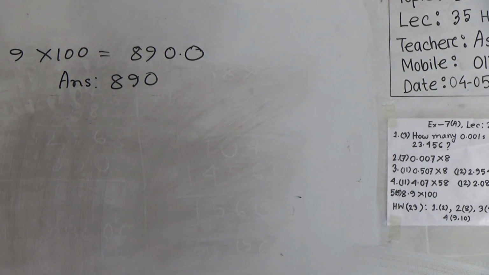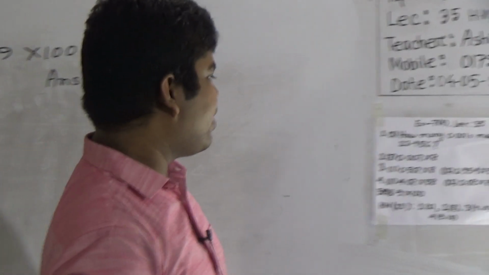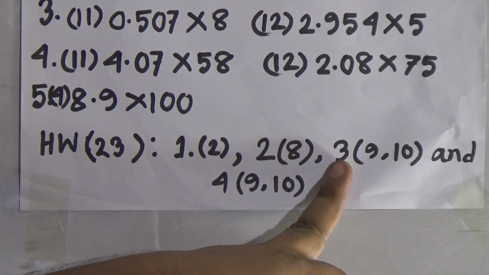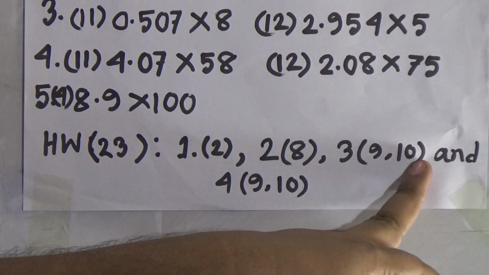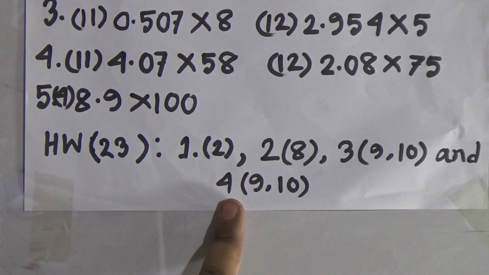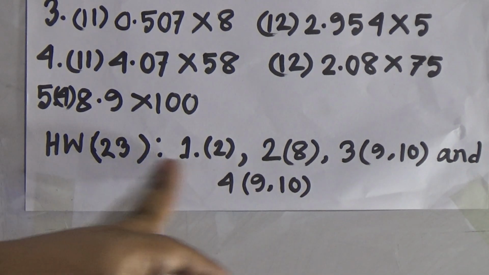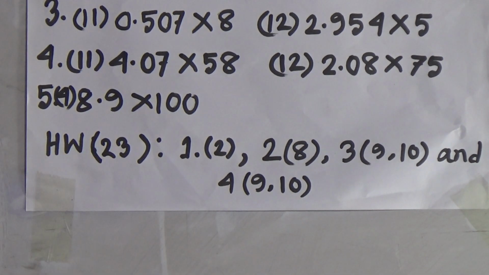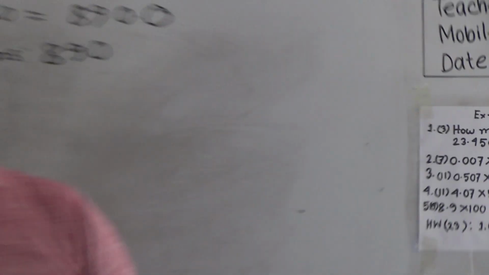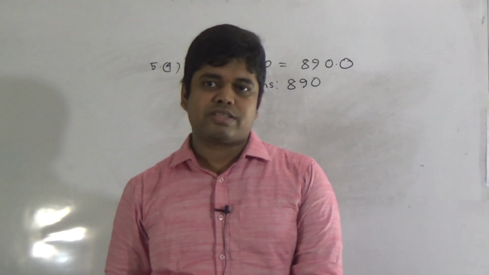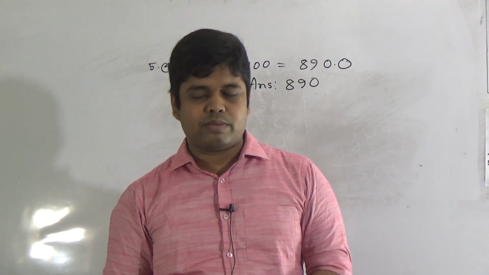So my dear student, this is our today's lecture, and your SW. From 1 you shall solve question number 2, from 2 you shall solve question number 8, from 3 you shall solve question number 9 and 10, and from 4 you shall solve 9 and 10 also. This is your SW number 23. You must do your assigned SW in your SW copy and submit it regularly at our school campus. Every Saturday you must submit your SW between 9 AM and 3 PM.